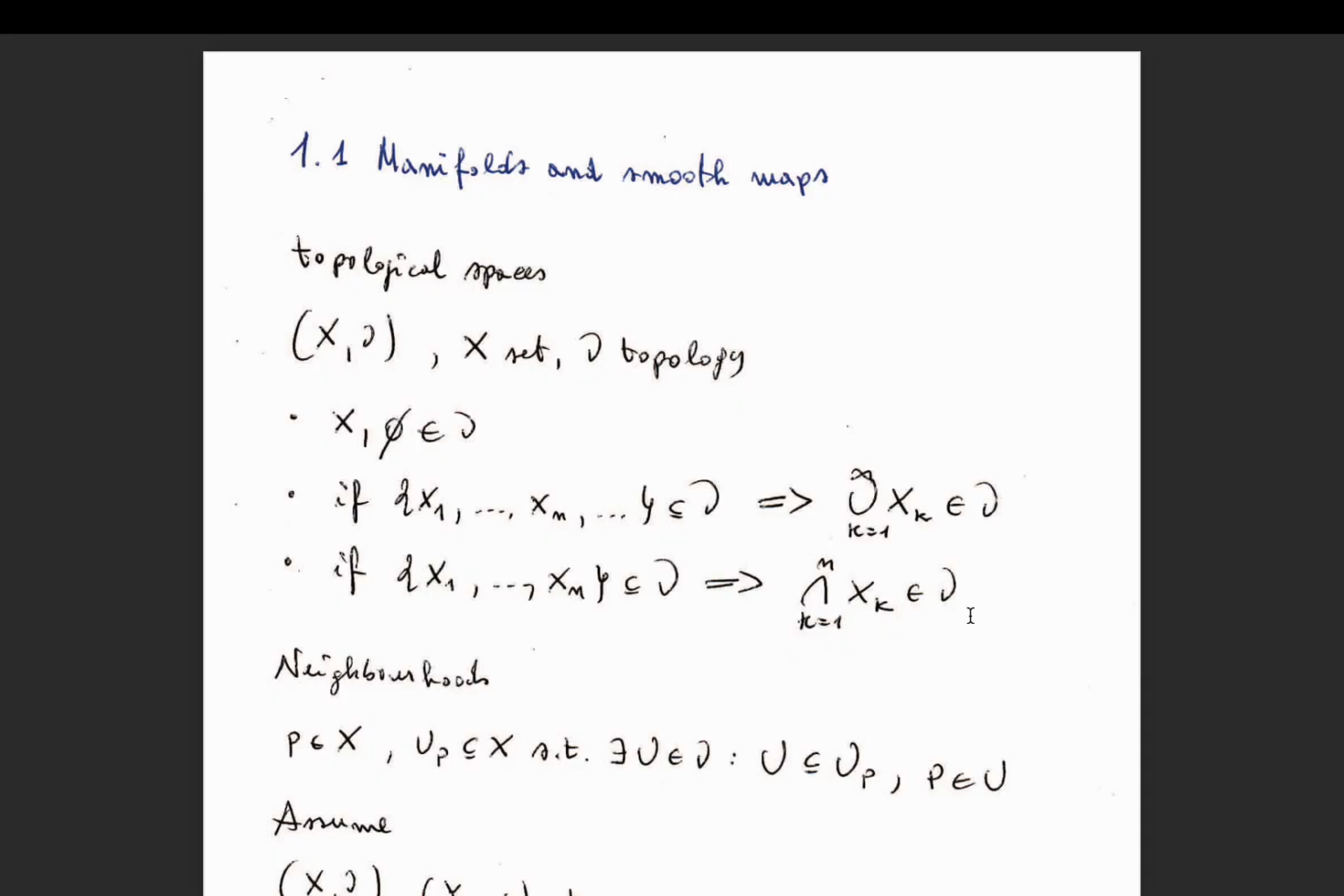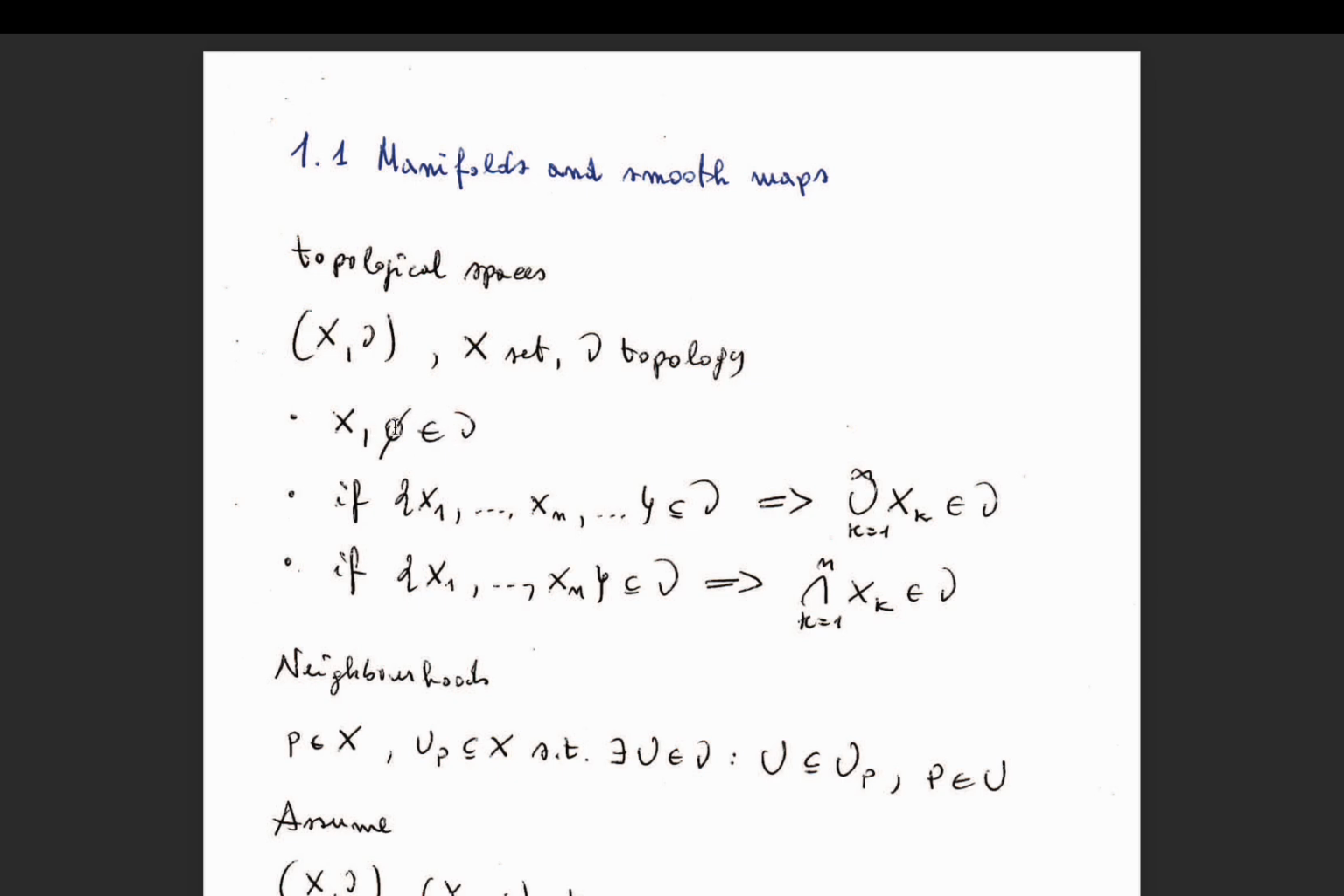So in order to define what is a differentiable manifold, we need first to say what is a topological manifold. And first of these, before this, what is a topological space? A topological space is a couple (X, τ), where τ is called the topology. τ is a family of subsets of X satisfying the following properties.